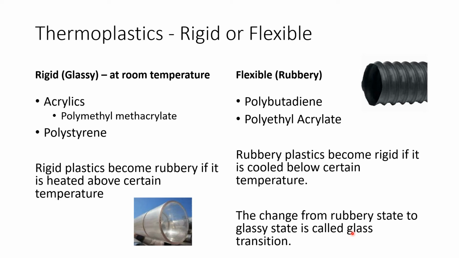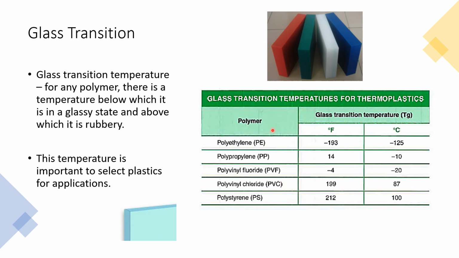So if somebody asks what glass transition is, you know that the flexible or rubbery state of a thermoplastic is going to change to the rigid glassy state. And what's the method that we use? We cool it down. What's the important point? We have to cool it down to a certain temperature, and it depends on the material, of course. Alright, so let's get into glass transition temperature.